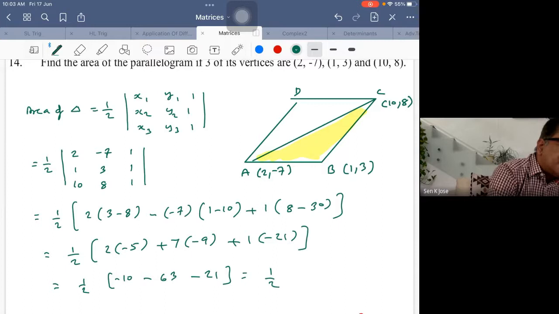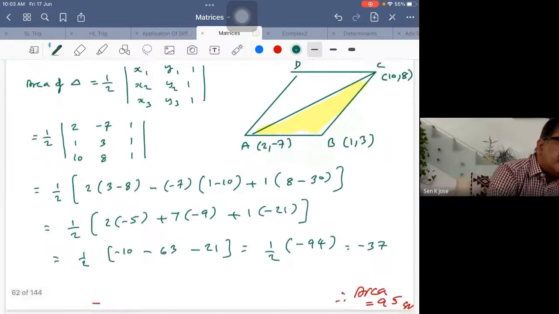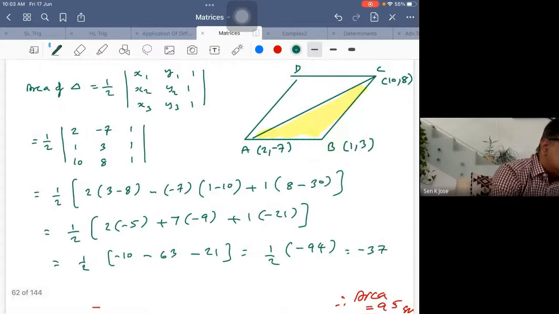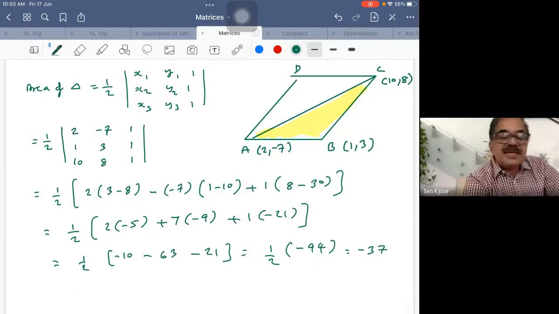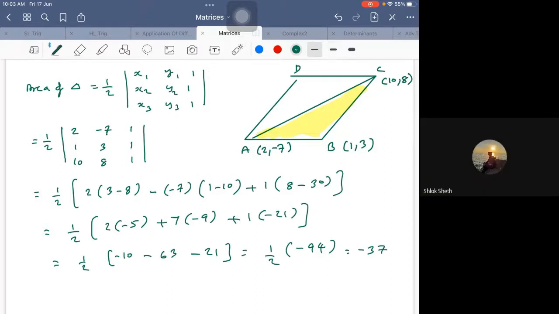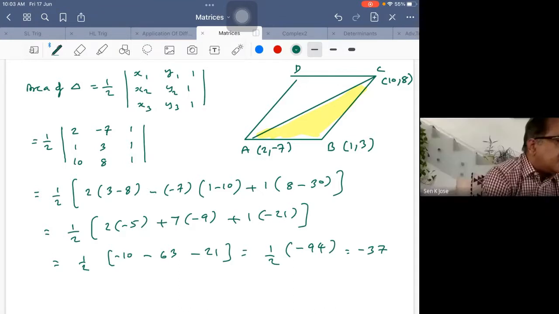So half into negative 94. So that is going to be negative 37. I don't know if I made a mistake. Did anyone get minus 74? Where is 74? Yes, sir. Correct. That is 94. It's correct, right?